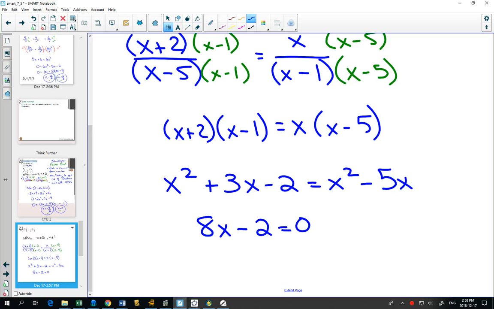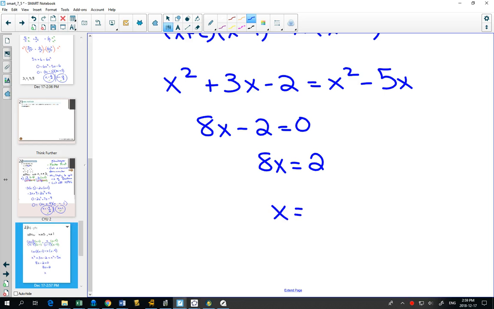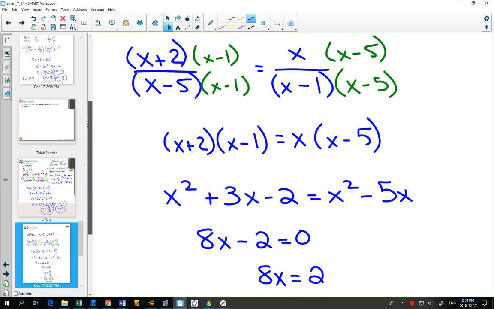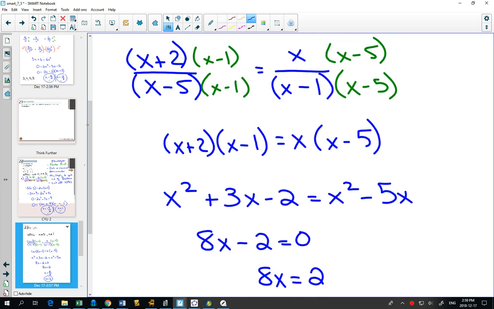Yes. In this case, 8x minus 2. So we can move the 2 over, divide both sides by 8. Simplify our answer. X is equal to 1 over 4. I don't know why it says 1 over 3. I'm checking right now to see if we've made any mistakes. Have we made any mistakes?